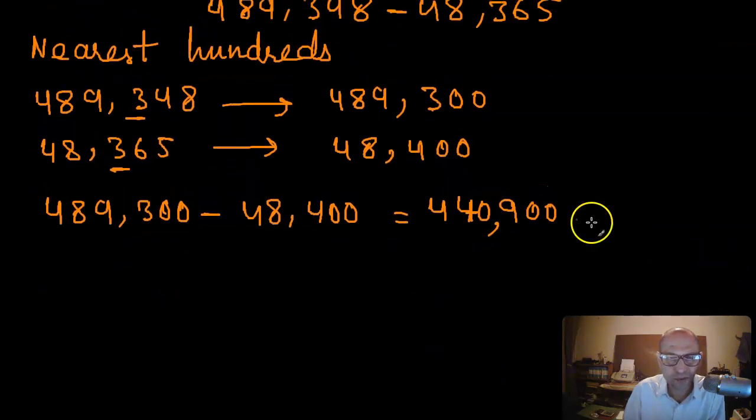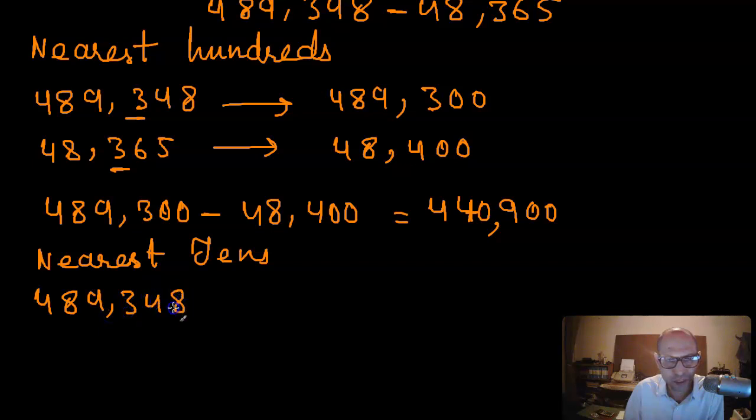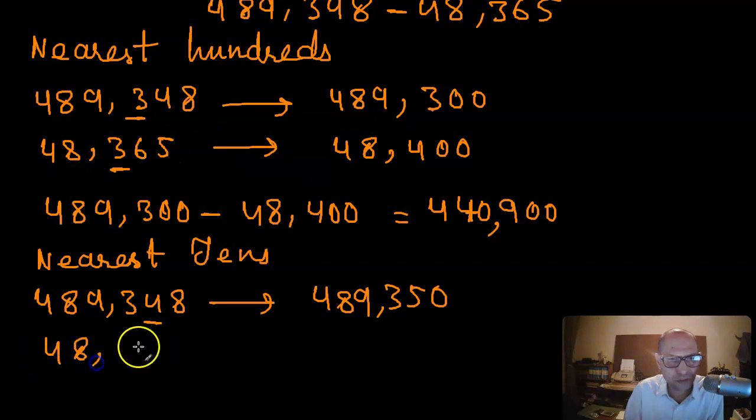Now the same numbers we can round to the nearest tens. To the nearest tens, 489,348 becomes 489,350, because 48 rounded to the nearest tens becomes a 50. Essentially, it would round up because of the 8, so the 4 becomes a 5, and the 8 becomes a 0. And the second number, 48,365, rounded to the nearest tens becomes 70, because 65 rounded to the nearest tens becomes a 70.